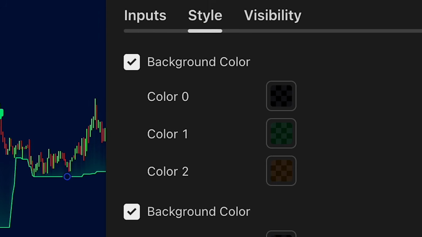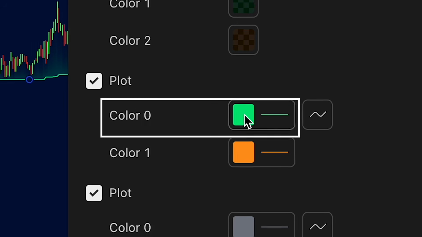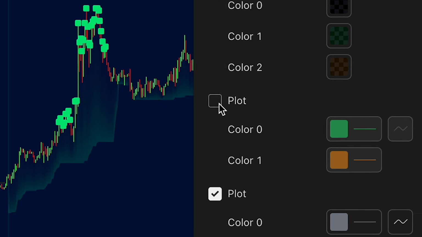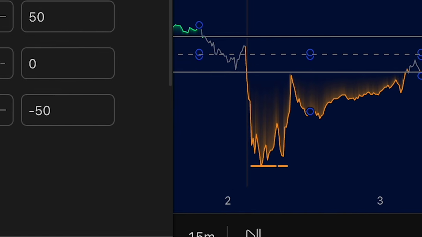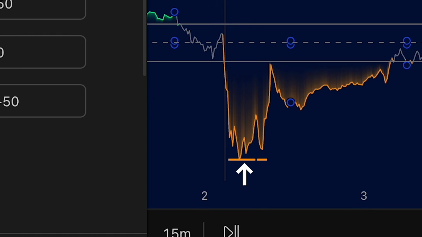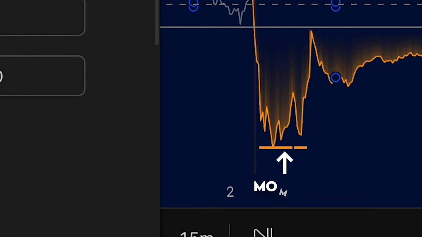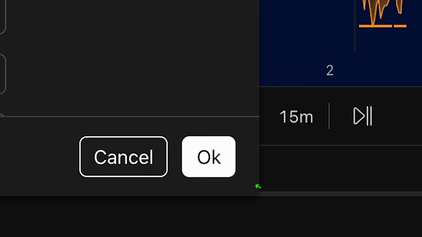For the trailing stop colors, I recommend bright green for bullish trends and bright orange for bearish trends, as this creates instant visual clarity. Next, enable the mark extremes option, as this plots colored squares when CCI reaches plus or minus 200 levels, warning you of potential momentum exhaustion zones. Once that's done, click OK.